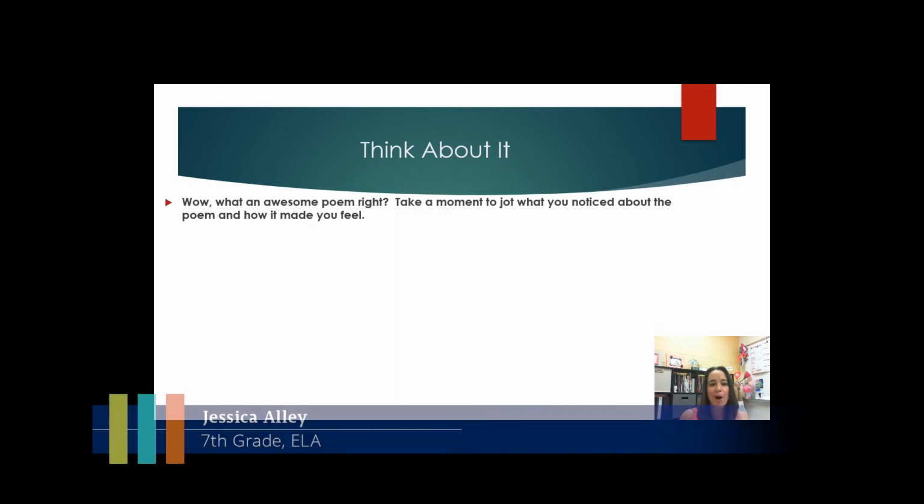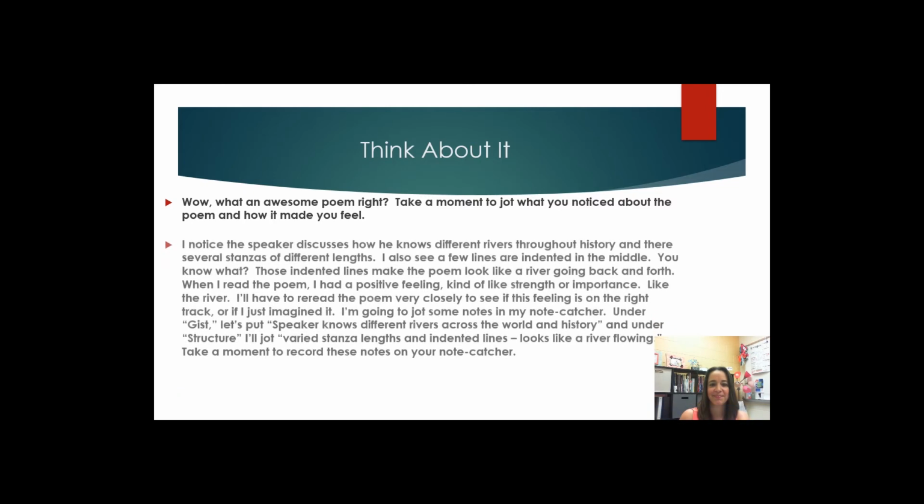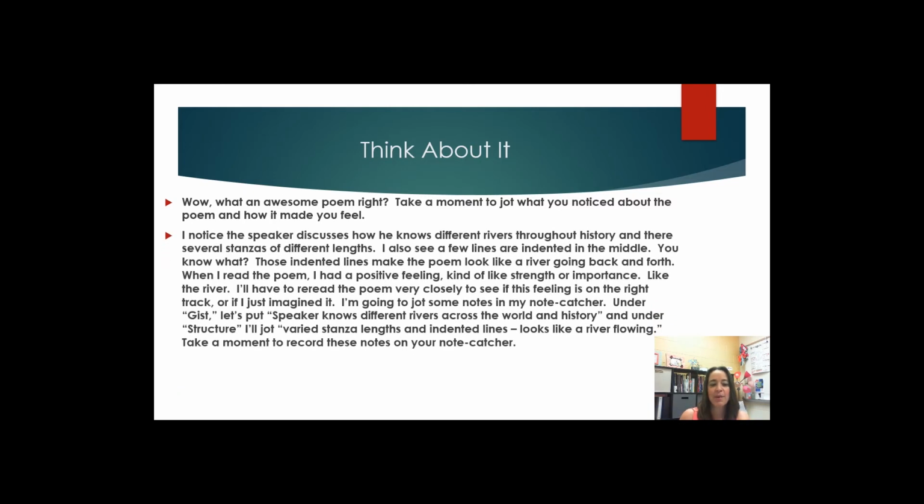Wow, what an awesome poem, right? Take a moment to jot down what you notice about the poem and how it made you feel. I noticed the speaker discusses how he knows different rivers throughout history, and there's several stanzas of different lengths. I also see a few lines are indented in the middle. You know what? Those indented lines make the poem look like a river going back and forth.